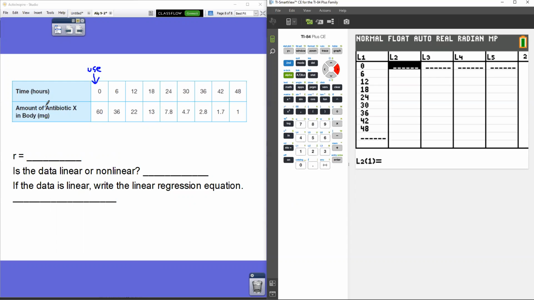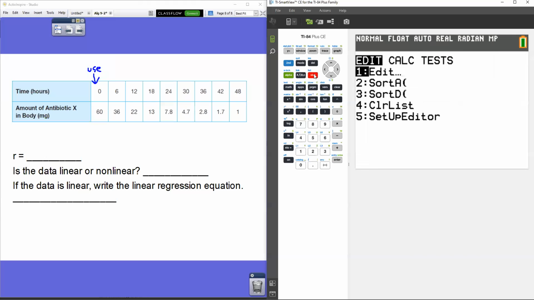In L2, amount of antibiotic in the body. So we're going to type in these numbers. I have no idea what that means, but we don't really care. So again, always make sure that you're typing in your data accurately. The biggest mistake that people make on these questions is typing in the wrong number, because if you even have one little decimal place off, it will throw off everything, including your R value. So there's my data. I'm just going to double check my data really quick. Yep, that looks good to me.